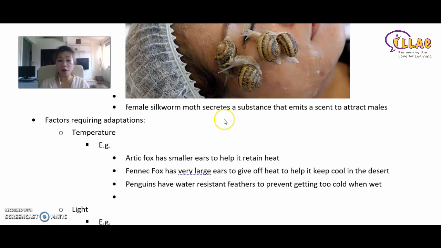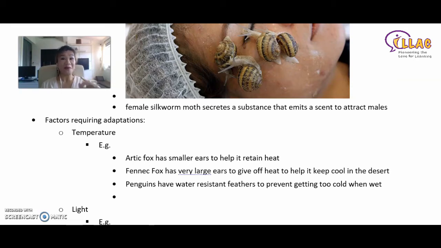The female silkworm moth secretes a substance that emits a scent to attract males. Attracting males results in reproduction, so this is very important. It's a behavioral adaptation as well for animals to continue to have a lot of their own species. Reproduction leads to that. Factors requiring adaptations is actually talking about why animals need to adapt.